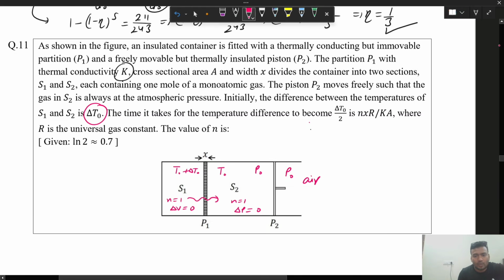And each section has 1 mole, N equals 1, of what kind of gas? It's given somewhere. Yes, it is containing 1 mole of monoatomic gas in each section. Now, what happens, since S1 is losing heat energy, its temperature will change. So basically, you have to find out, if the initial temperature difference is delta T naught, after what time this temperature difference will become delta T naught by 2. And it is given by this. So you have to find out the value of N. Okay, let's start.